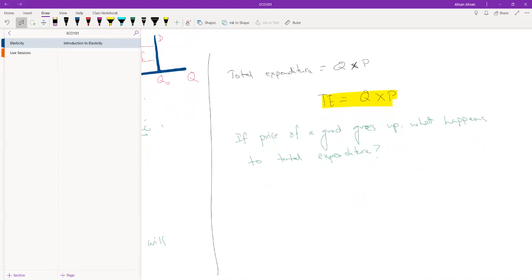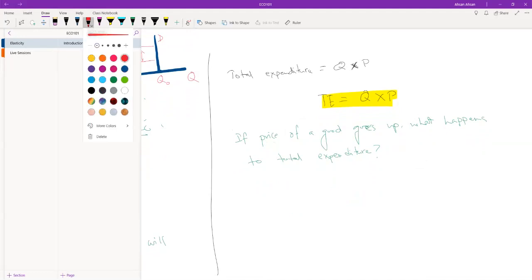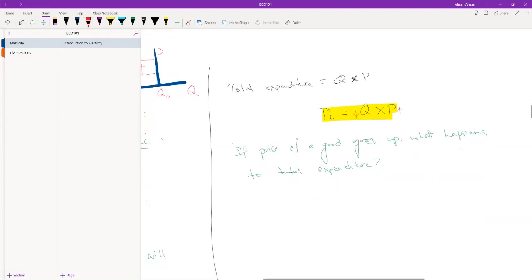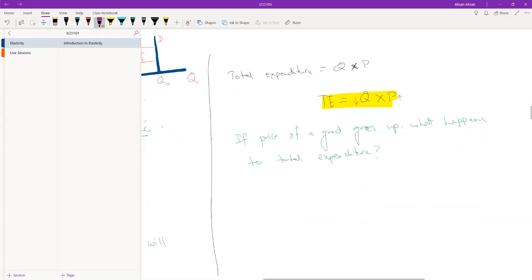Now, what we know is that P is going up. The law of demand tells us that as P is going up, as price is going up, quantity demanded will be going down. Now the question is, as price is going up, what happens to total expenditure? And that depends entirely upon the elasticity. So let me write this down.